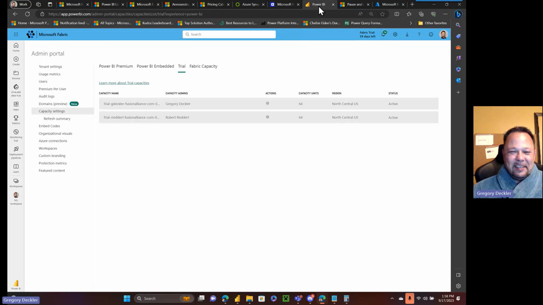But the other thing that I noticed when I was going in here, which I thought was interesting, is the capacity units. So this is an F64. The trial license is an F64. For some reason, I thought it was an F2 or something, just because if you've watched any of my videos on this subject, you've seen how long I've been waiting for stuff to complete. I guess I just assumed that was because it was some crappy little F2 capacity, but no, they're giving me a full F64 license, which is a Power BI Premium license, and the stuff's still that slow.